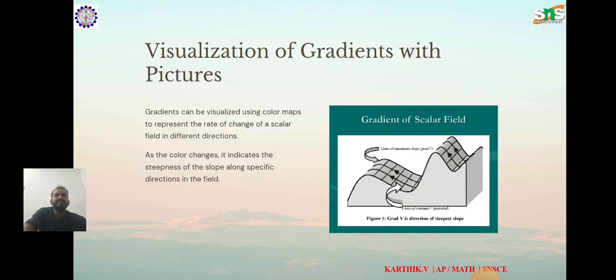Visualization of gradients with pictures. In 3D space, the level sets of g are concentric spheres centered at the origin. The gradient vector at each point points radially outward from the origin, and its magnitude increases with distance from the origin. Visualizing this in 3D can be more challenging, but you can imagine a similar concept with concentric spheres expanding outward from the origin, and the gradient vectors pointing outward along the surface of these spheres.